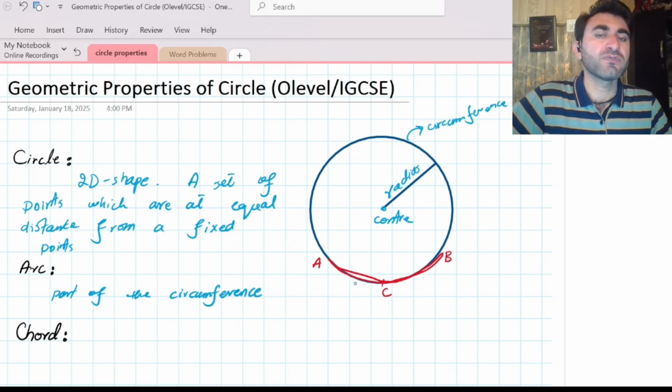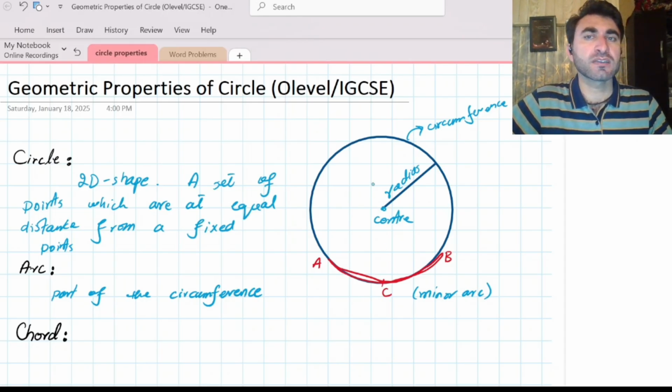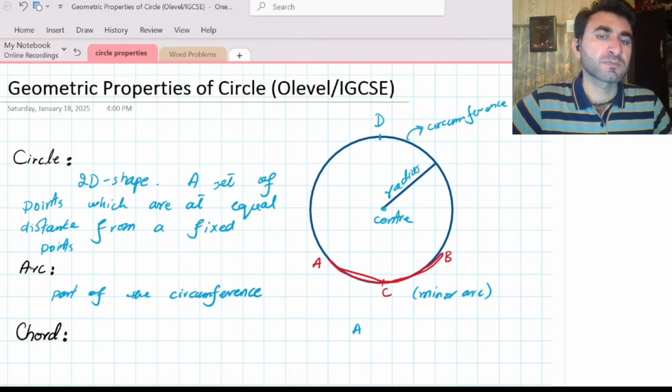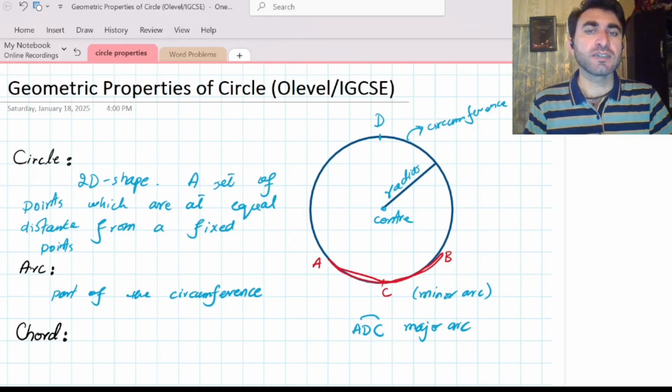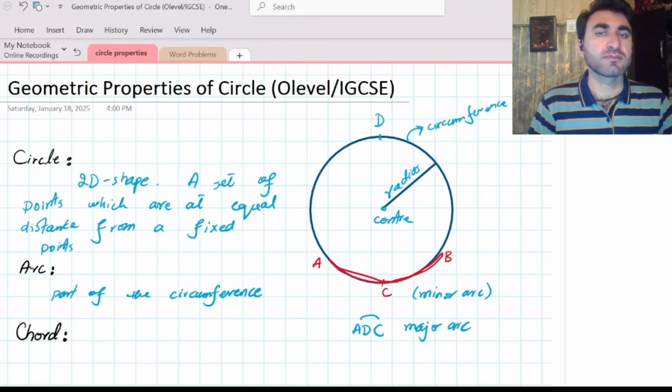Alright. And this arc ACB is known as the minor arc, while the arc opposite to it will be known as the major arc. If I take another point over here, let's say it is D, then the arc ADC will be the major arc. The arc opposite to the minor arc is the major arc, and the minor arc is basically any arc which is less than the semicircular arc.